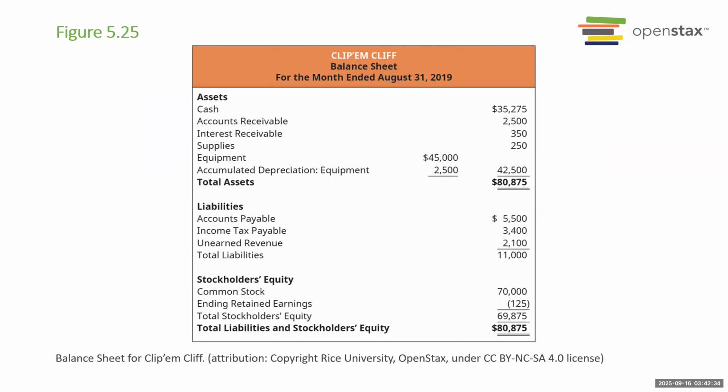From that, we can generate our balance sheet. The top accounts are being pulled off of the adjusted trial balance, and then retained earnings was calculated in the previous slide.